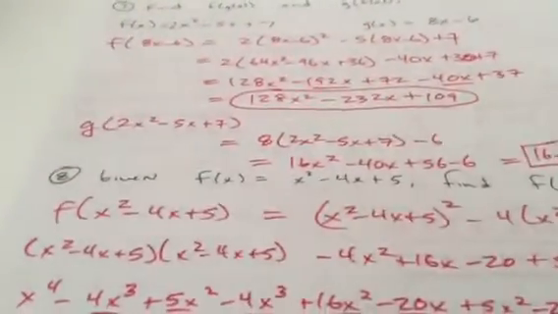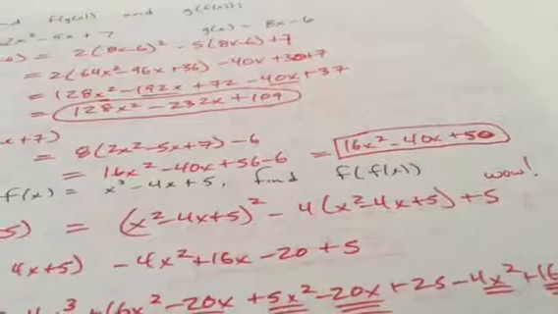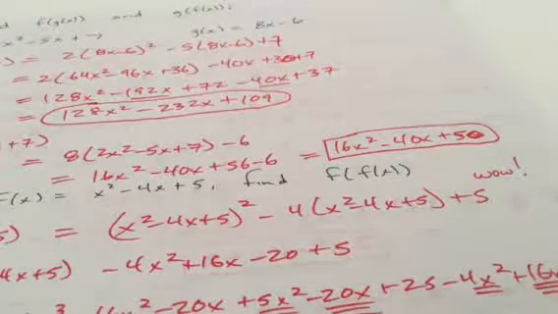There it is. And then g of f of x, that one's a little bit easier. You don't have to square anything. Again, there's the answer there. That is a plus 50 on the right.